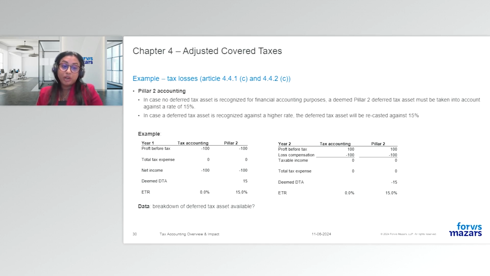Article 4.4 also mentions that deferred tax should also be recast to 15%, meaning that tax rate changes are not included in the Pillar 2 ETR. For financial accounting purposes, deferred positions are calculated against the enacted tax rate, and if that changes, the deferred position needs to be recalculated against the new enacted tax rate, resulting in an effective tax rate change in the ETR.